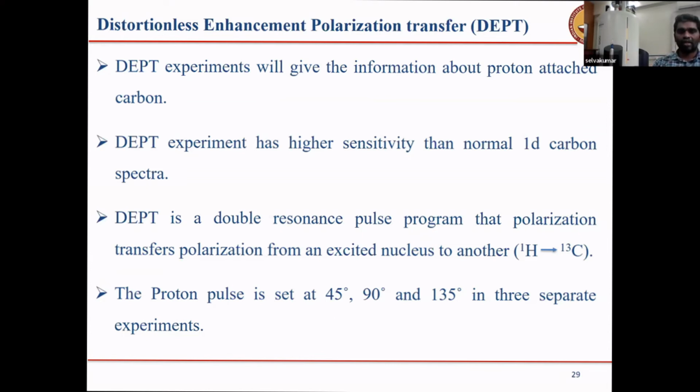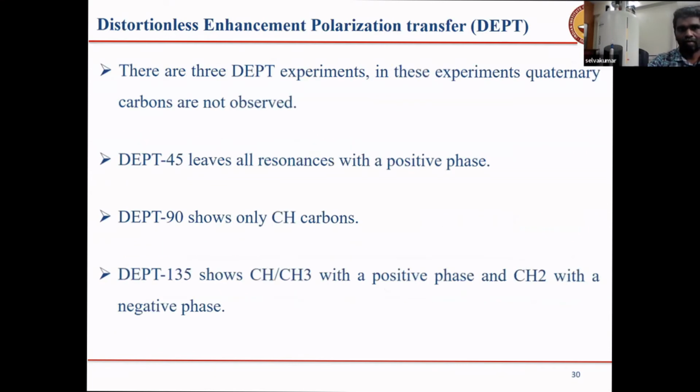The proton pulse is set at 45 degrees, 90 degrees, and 135 degrees in separate experiments. There are three DEPT experiments. In these experiments, quaternary carbons are not present because the polarization is transferred from the proton. That's why it gives information about proton-attached carbons.